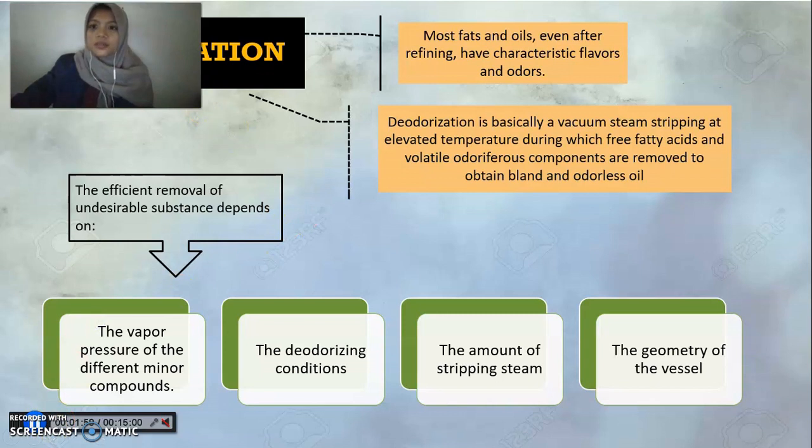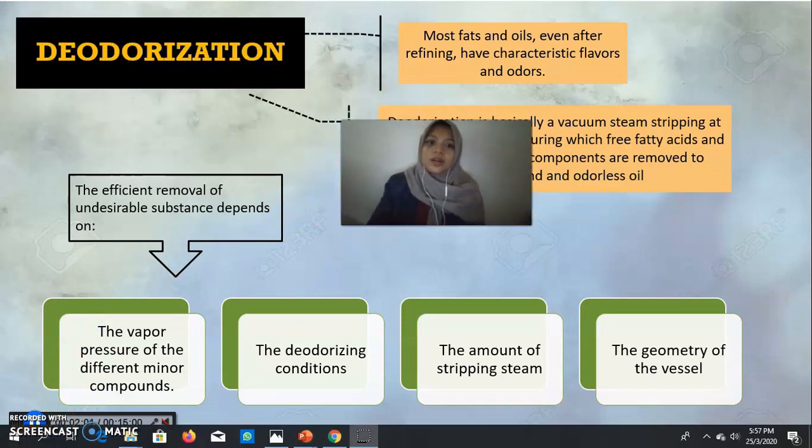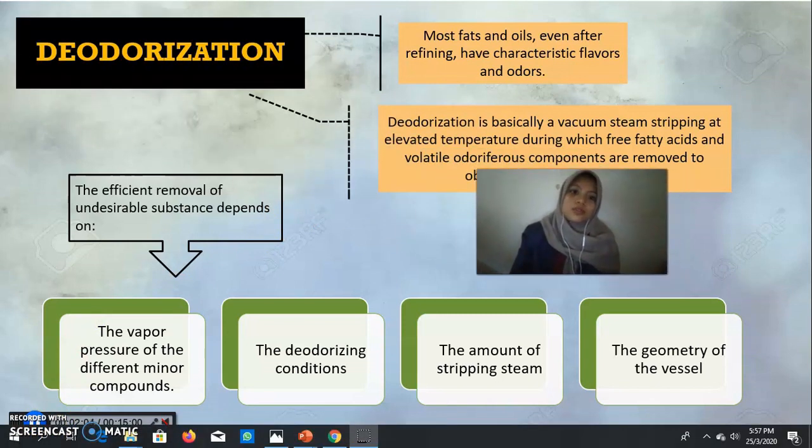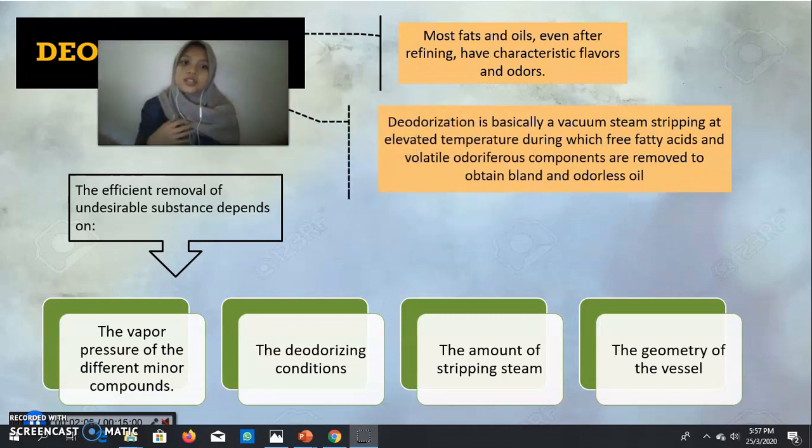Okay, next I will explain the deodorization process. So the deodorization process is a process where we want to remove the free fatty acids and volatile odoriferous components to obtain bland and odorless oil. So most fats and oils, even after undergoing different processes, still have characteristic flavors and odors. So that's why we undergo this process.